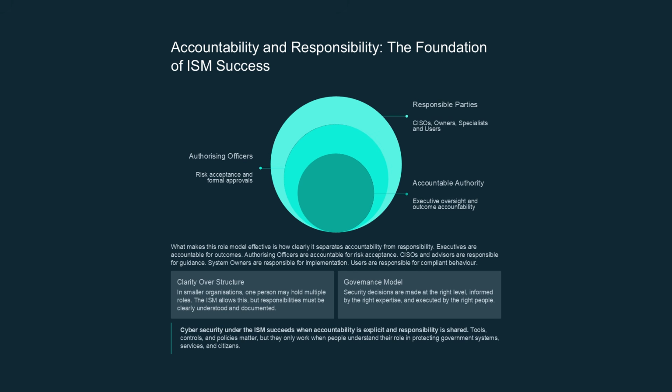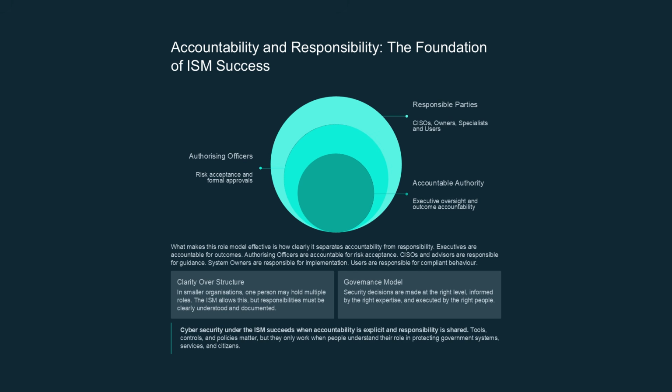When you align roles this way, the ISM stops feeling like an IT framework and starts feeling like a governance model. Security decisions are made at the right level, informed by the right expertise, and executed by the right people. This alignment is exactly what the ACSC guidance is designed to achieve.